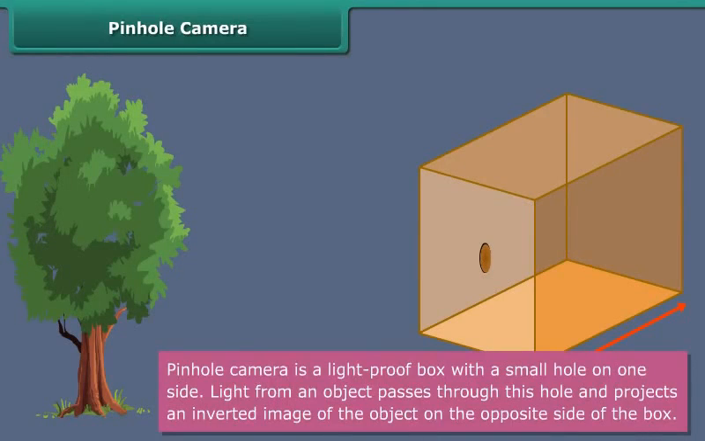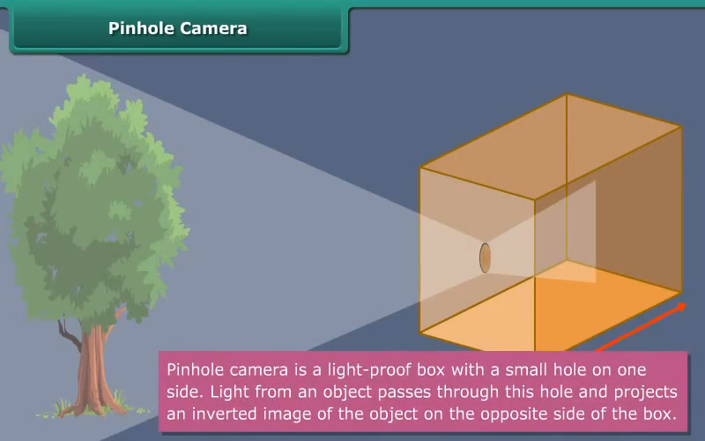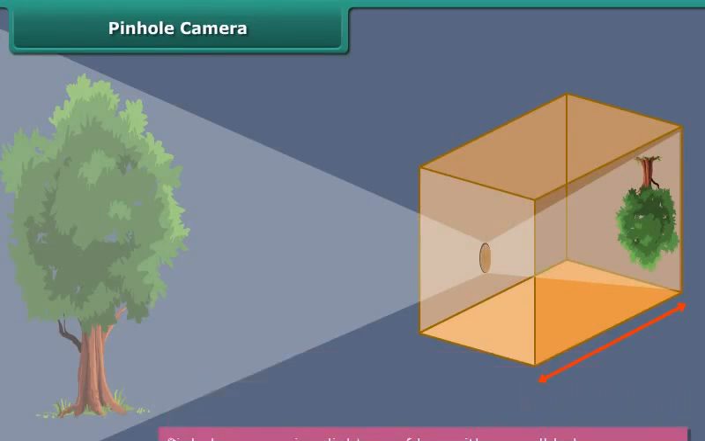Pinhole camera is a light-proof box with a small hole on one side. Light from an object passes through this hole and projects an inverted image of the object on the opposite side of the box. Let us learn how to make a pinhole camera.